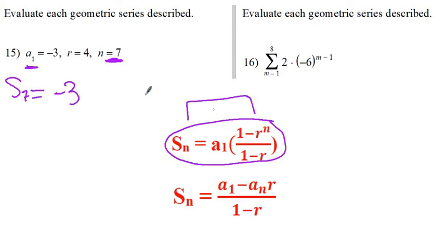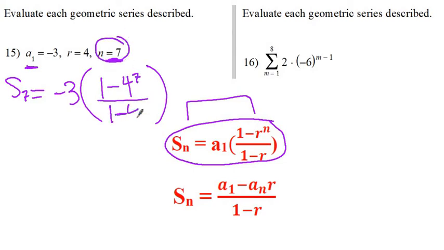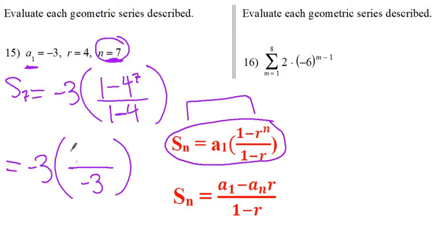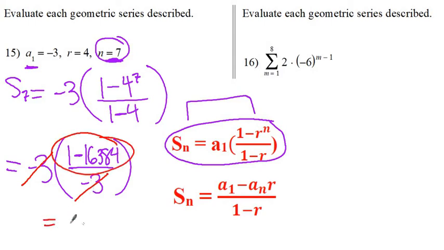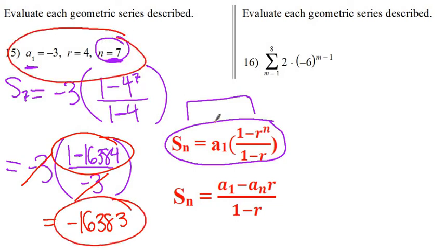Again, I'm using this formula and just plugging things in. Negative 3 times 1 minus r, which is 4, to the n power. So n in this case is 7, over 1 minus r again, so 1 minus 4. So we have negative 3 times 1 minus 4 on the bottom is negative 3. And the top is 1 minus 4 to the 7th power is, I believe, 16,384. So we can cancel this negative 3 and that negative 3, and we're just left with negative 16,383, and that is the sum of that series.